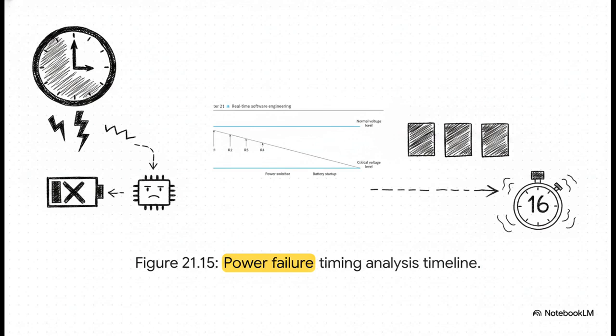So what's the absolute worst-case scenario? The worst case is that the power fails a microsecond after a sensor check happens.